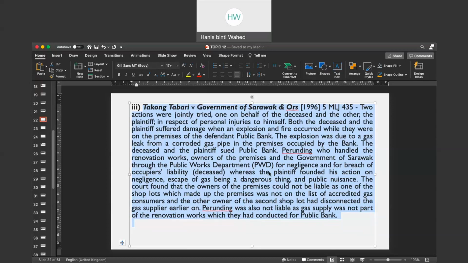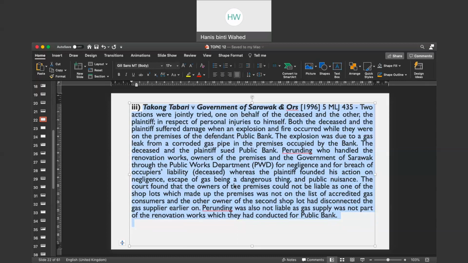So in this case, the deceased was the bank customer, so he was an invitee, and the bank was the occupier. So the court held that all the defendants were liable. Why? First, because the bank knew, or ought to have known, the danger of the explosion and fire.